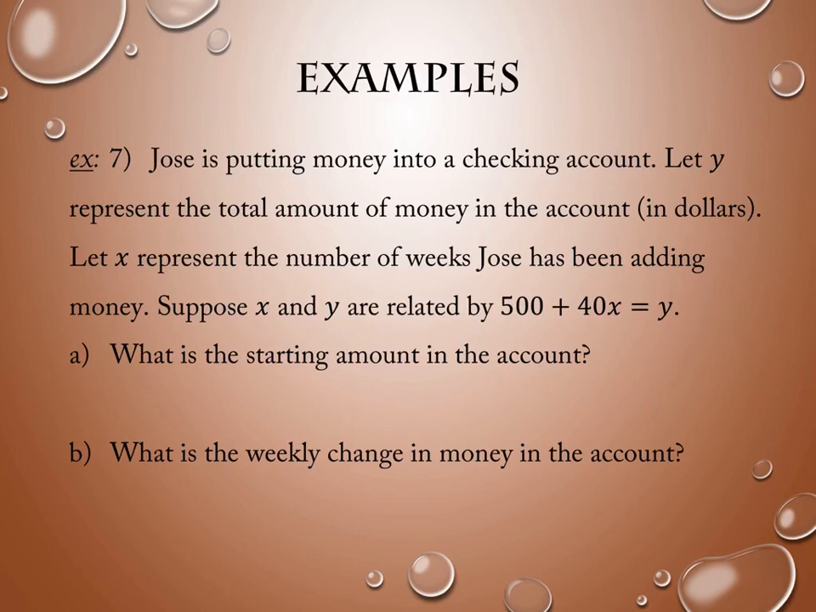All right, in terms of our equation, 500 plus 40x equals y, we know from last time that 500 is a y-intercept and 40 is a slope. But how about in the context of this particular problem? Any idea what the 500 and the 40 represent in context? We'll start with the 500. What do you think the 500 represents? Starting amount. Yeah, it is the starting amount in the bank account.